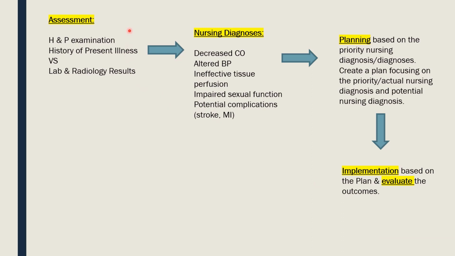Again, we assess our patient. As I told you, this is what you look for. And these are the most common nursing diagnoses for clients who have coronary artery disease. Based on your priority, based on what's given to you, that would be your priority nursing diagnosis, and you create a plan focusing on that. Of course, you implement, and whatever you implement for your patient, you evaluate.